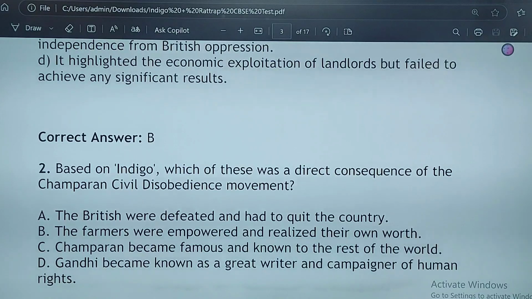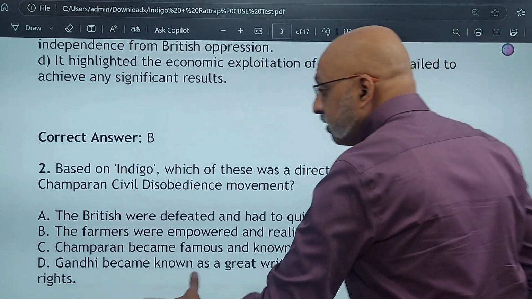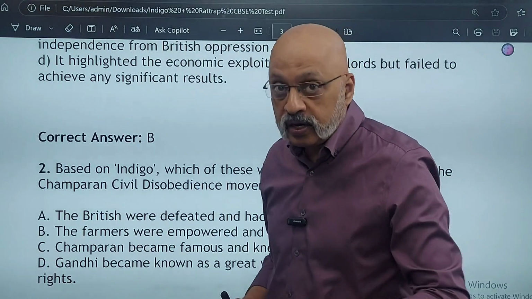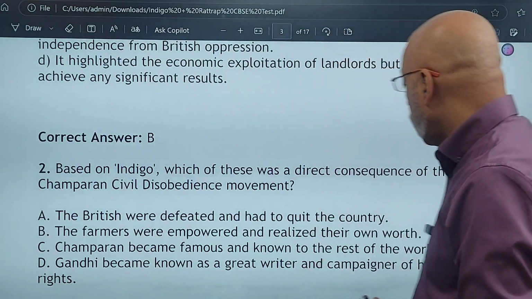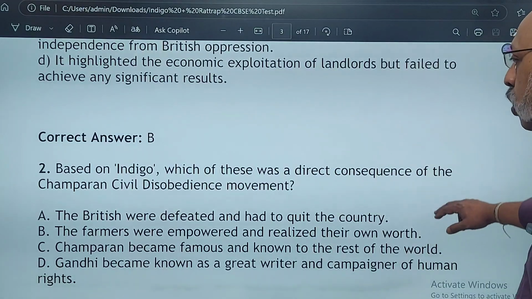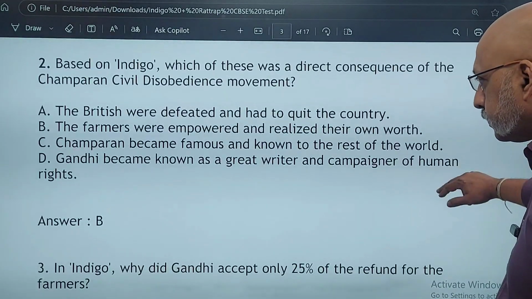Gandhi became known as a great writer and campaigner of human rights. Well, human rights is not what we are talking about. He did become famous, but not as a writer and a campaigner of human rights. So the correct option would be option B.